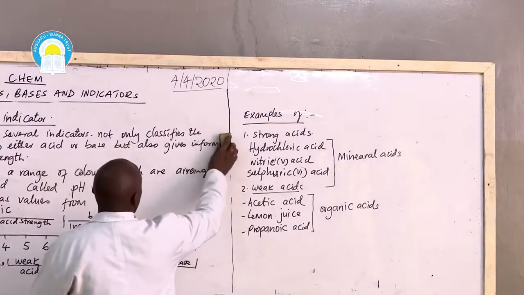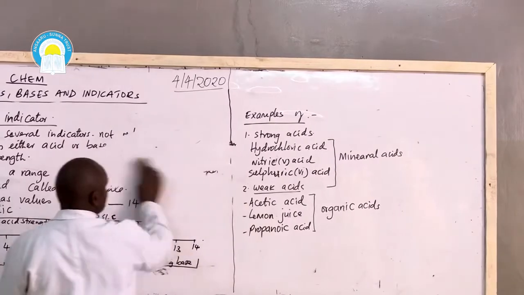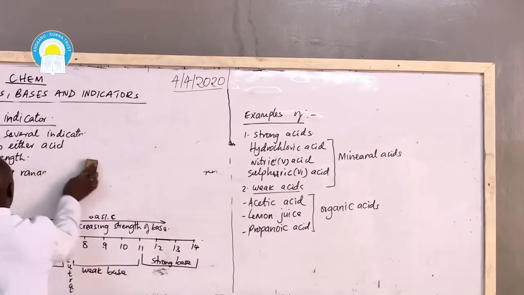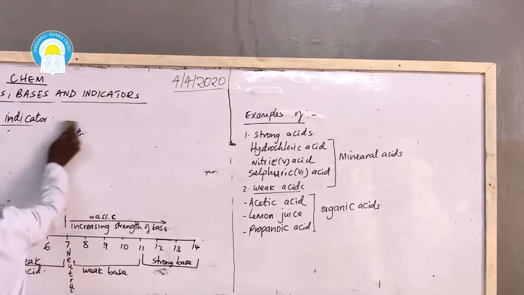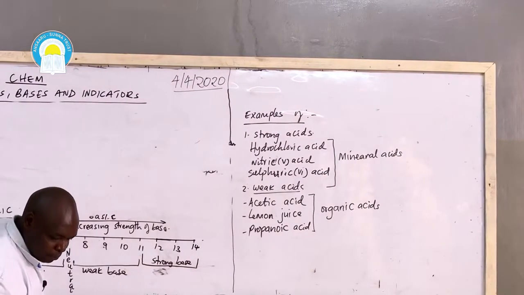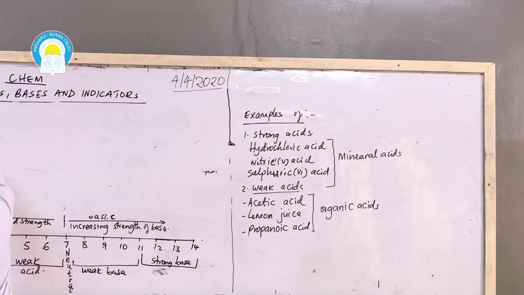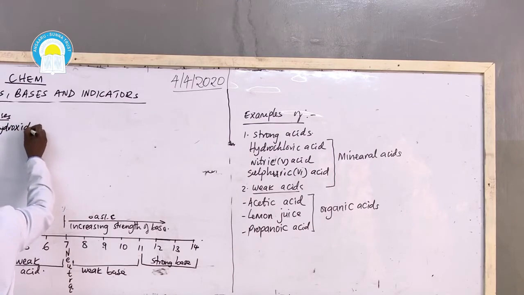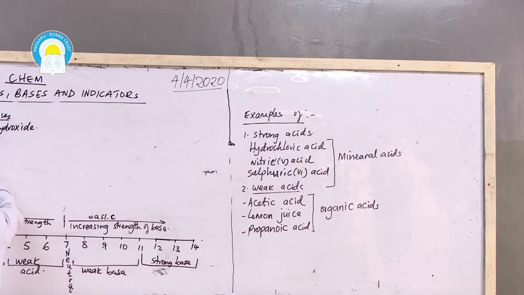Let's look at the examples of strong bases and weak bases. Number 3, strong base. Examples of strong bases: 1, we can say sodium hydroxide, whose pH we have seen is 14. We have potassium hydroxide.